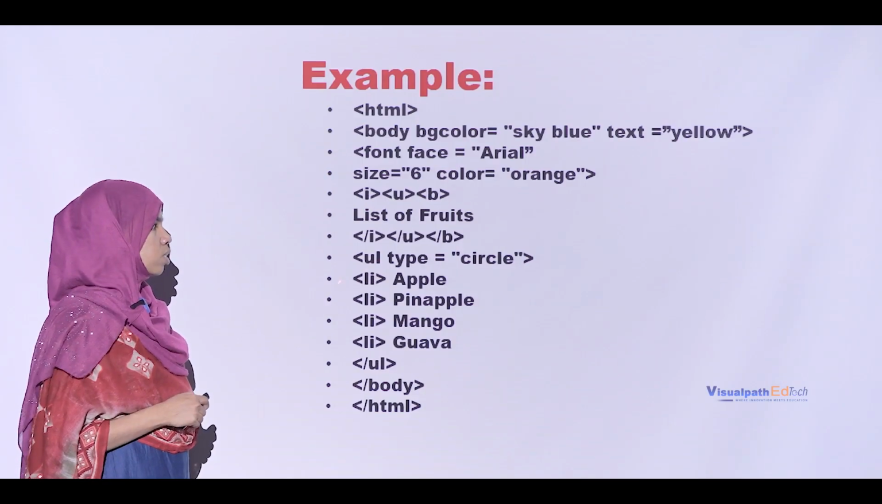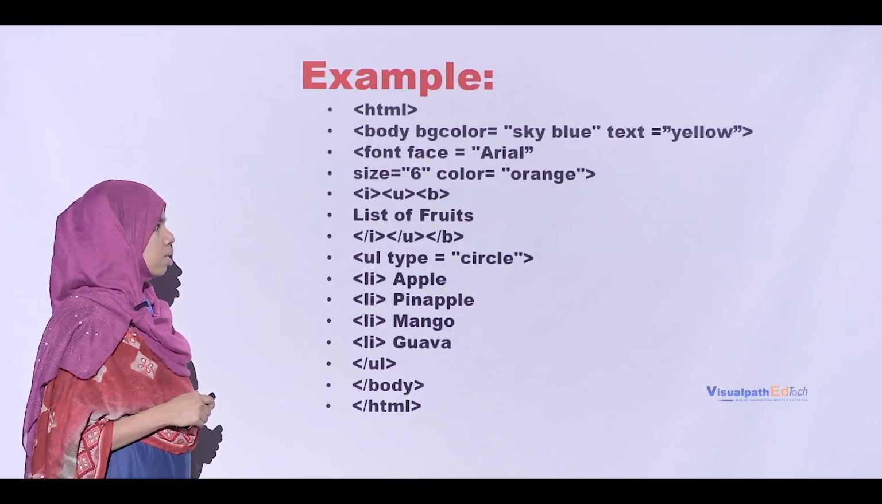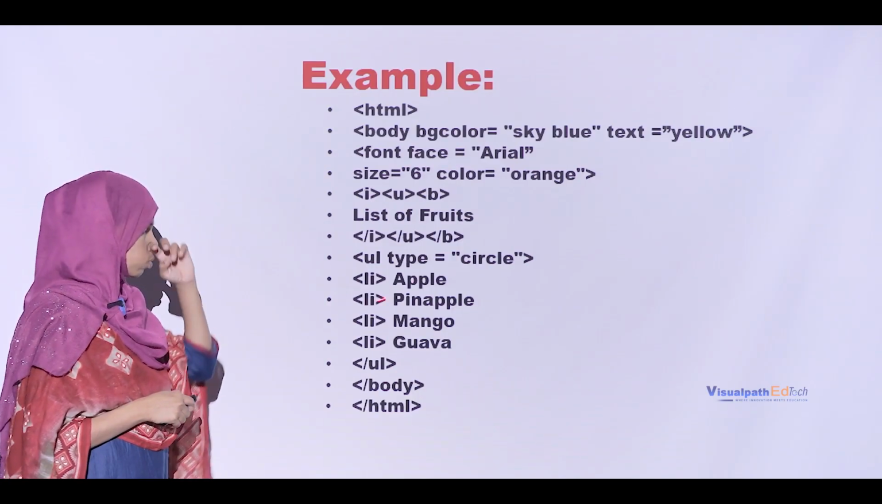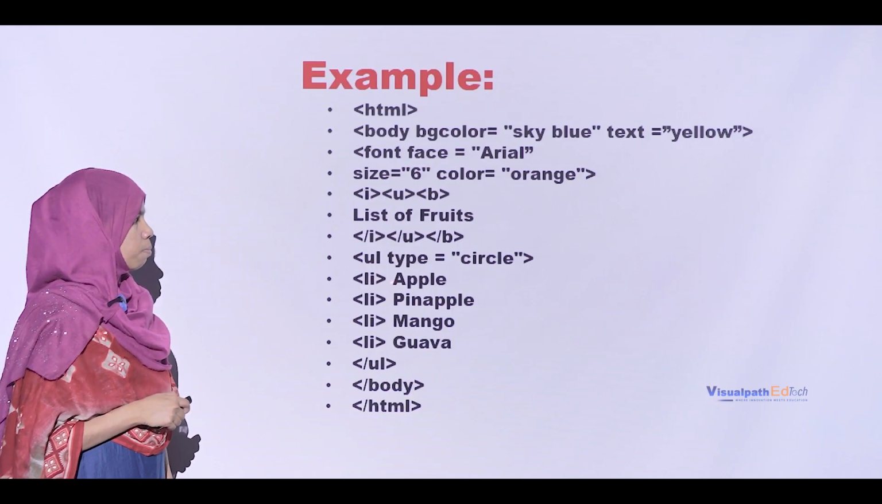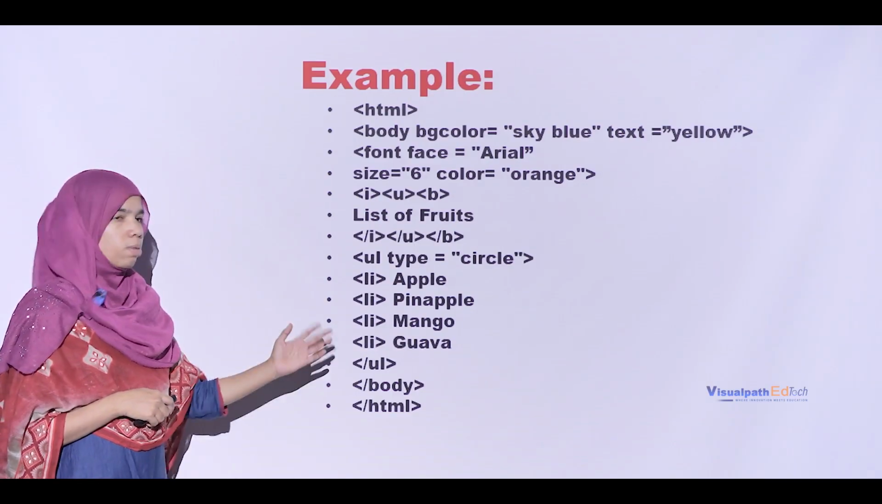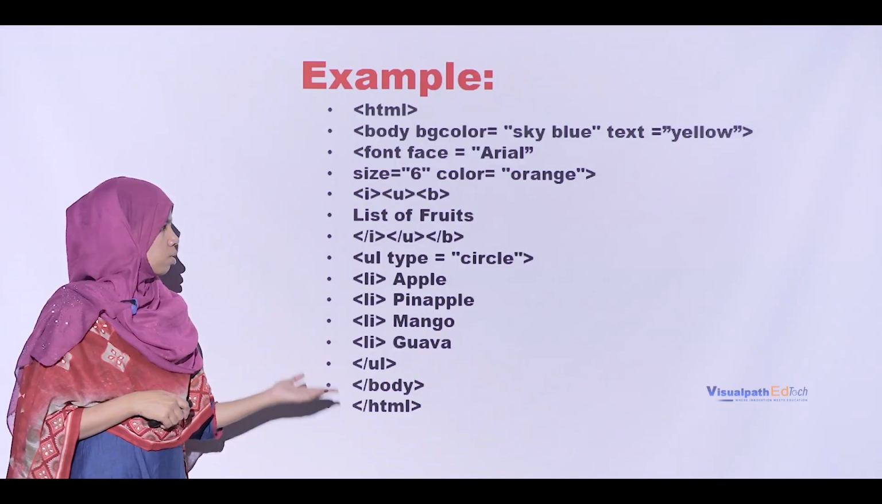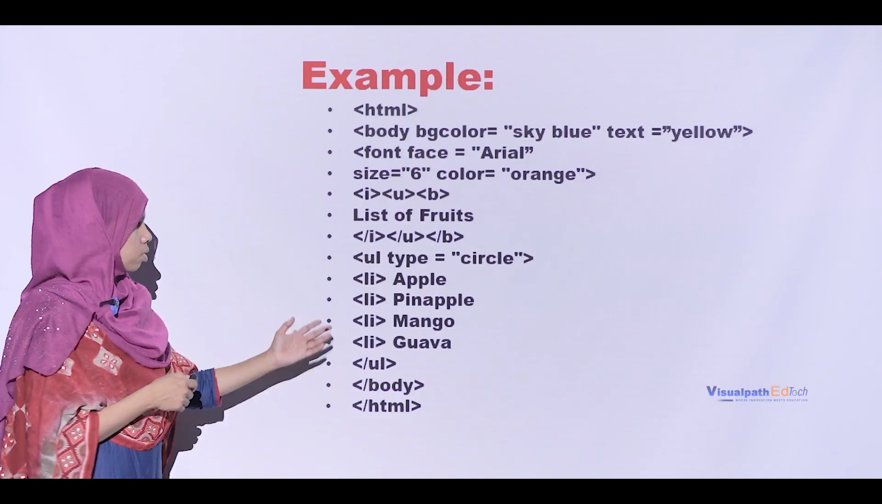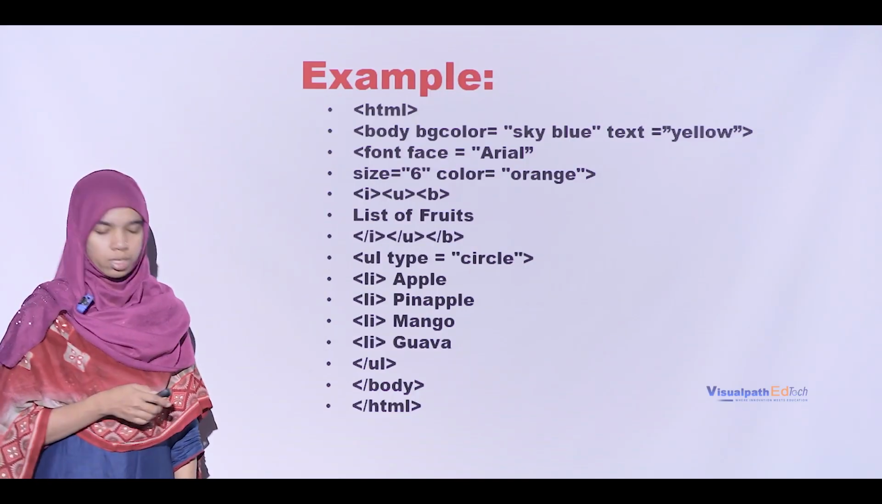Here you see the tag as UL. UL stands for unordered. The type of display we are going to use here is circle. So before apple, you will be seeing a circle, then apple, pineapple, and so on. You will be seeing the execution of it as well. While executing, you may understand it with clarity. So this is an example for the unordered list.